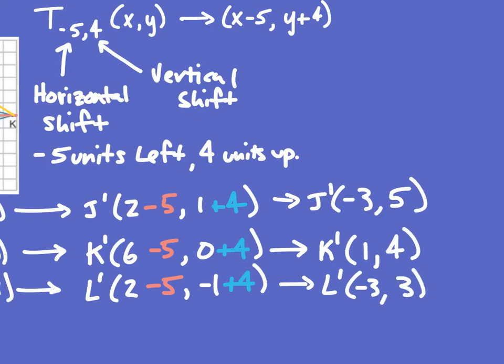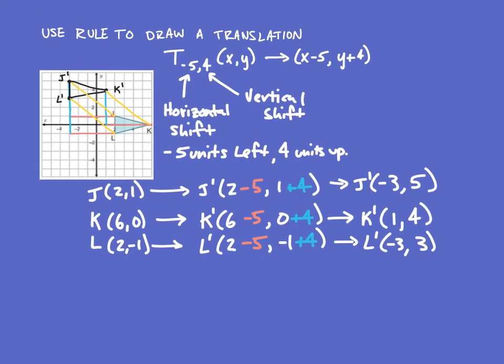Now, what you want to do is make sure, all right, are these points here that we wrote, is that the point for all this? So, you know, negative 3, 5, go over 3, up 5, that's where J prime is. K prime is 1, 4, so go over 1, up 4, that's where K prime is. L prime is negative 3, 3, and that's where that is, okay? So that's what we do, all right?